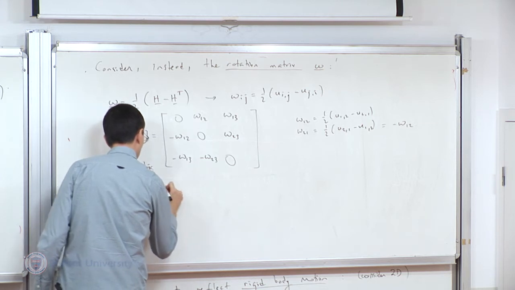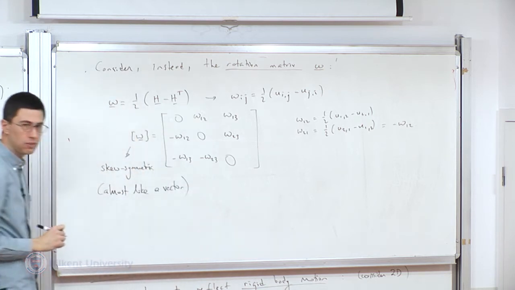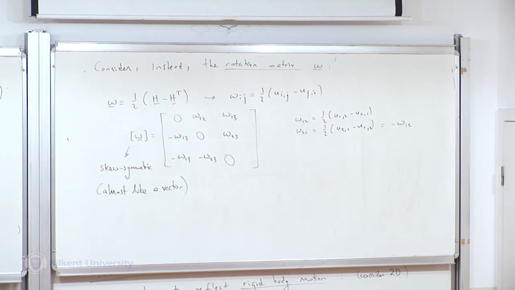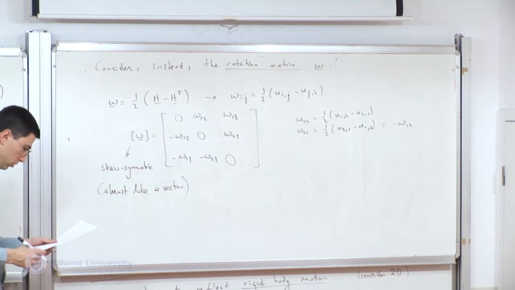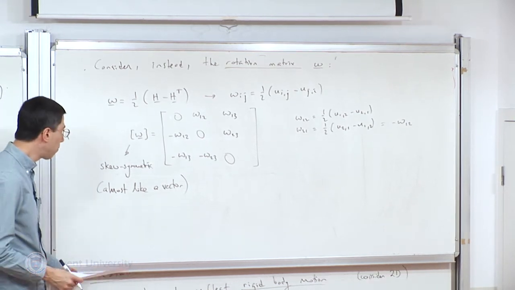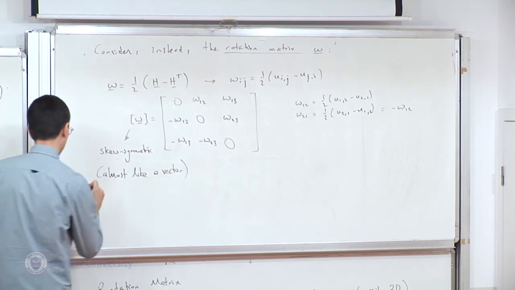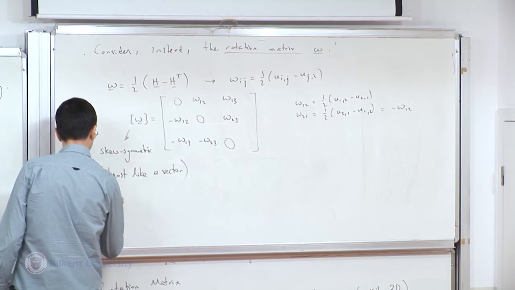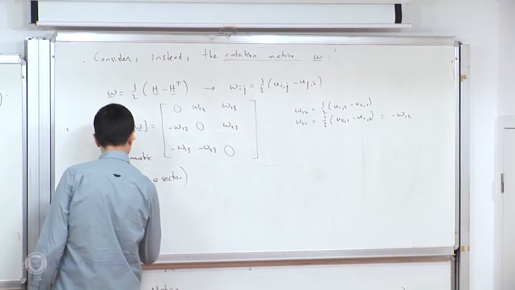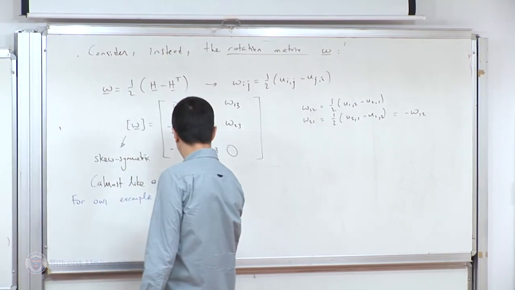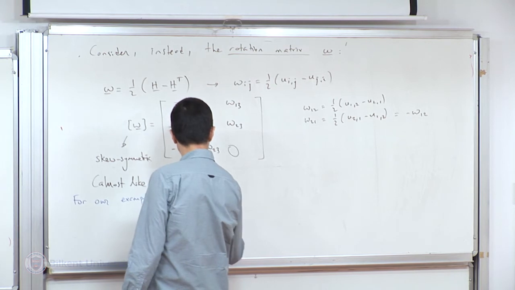And sometimes one makes use of that. We're not going to, but let's just keep in mind that qualitatively, a skew-symmetric matrix is almost like a vector. Now, for this particular example, we can go ahead and calculate what the rotation matrix is. So for our example, which is this one, omega is equal to, so that's 1/2.